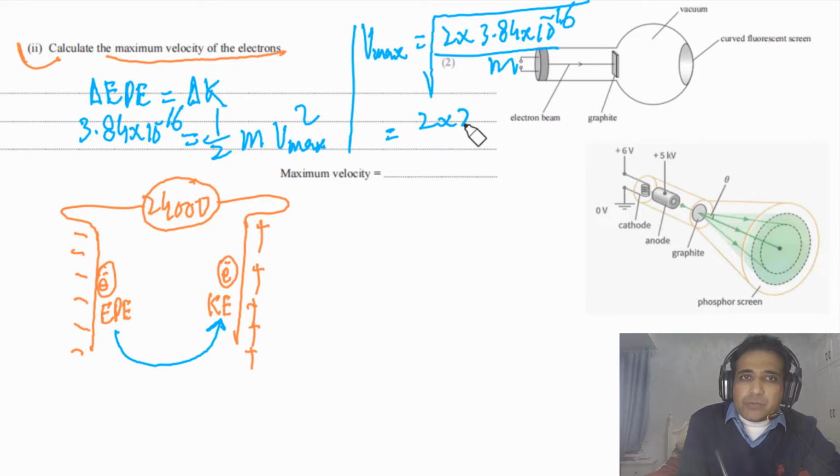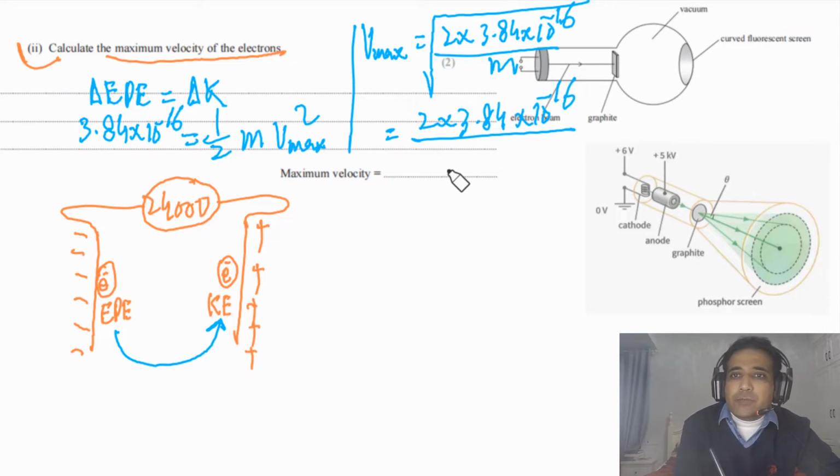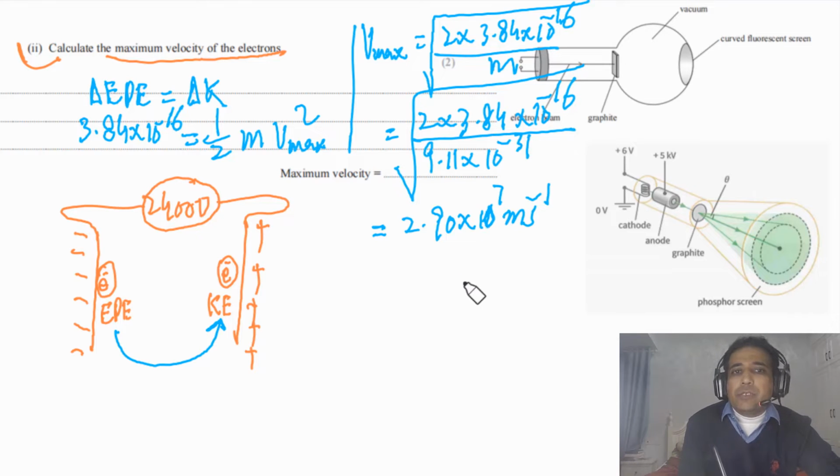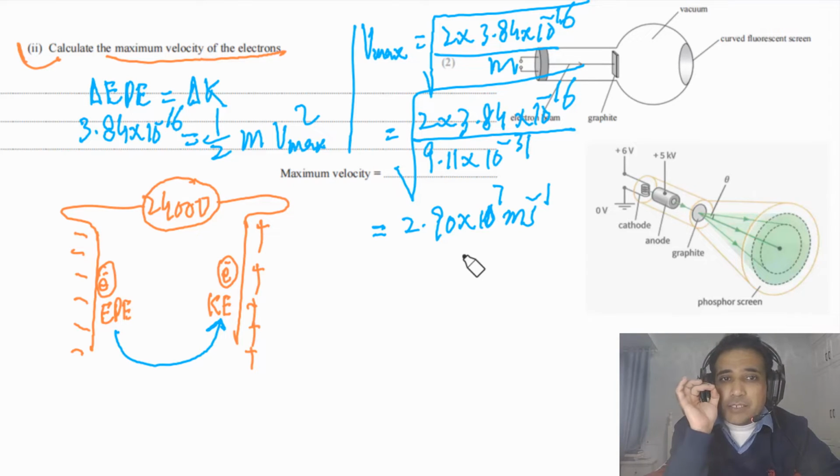So here we have 2 times 3.84 times 10 to minus 16, divided by the mass of the electron, that is 9.11 times 10 to minus 31 kg, and if we take the square root of this, our final answer will be 2.90 times 10 to 7 meters per second. Very high speed.